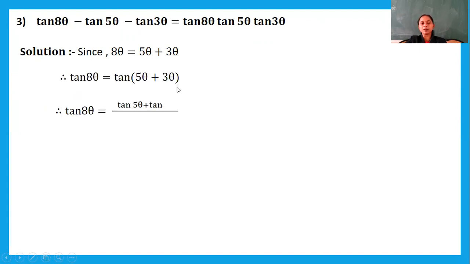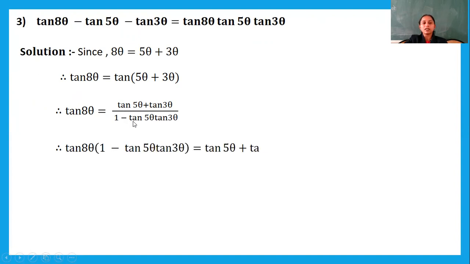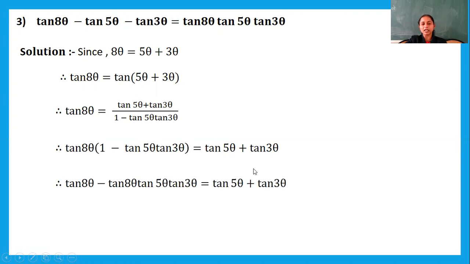So this is the tan(A + B), tan 5 theta + tan 3 theta divided by 1 - tan 5 theta into tan 3 theta. Now multiply this LHS by this denominator. So I have here tan 8 theta into (1 - tan 5 theta into tan 3 theta) is equal to, numerator is remaining here, tan 5 theta + tan 3 theta. आता या tan 8 theta नी ब्रॅकेट मध्ये मल्टिप्लाय करूया. So it is tan 8 theta - tan 8 theta into tan 5 theta into tan 3 theta is equal to tan 5 theta + tan 3 theta.